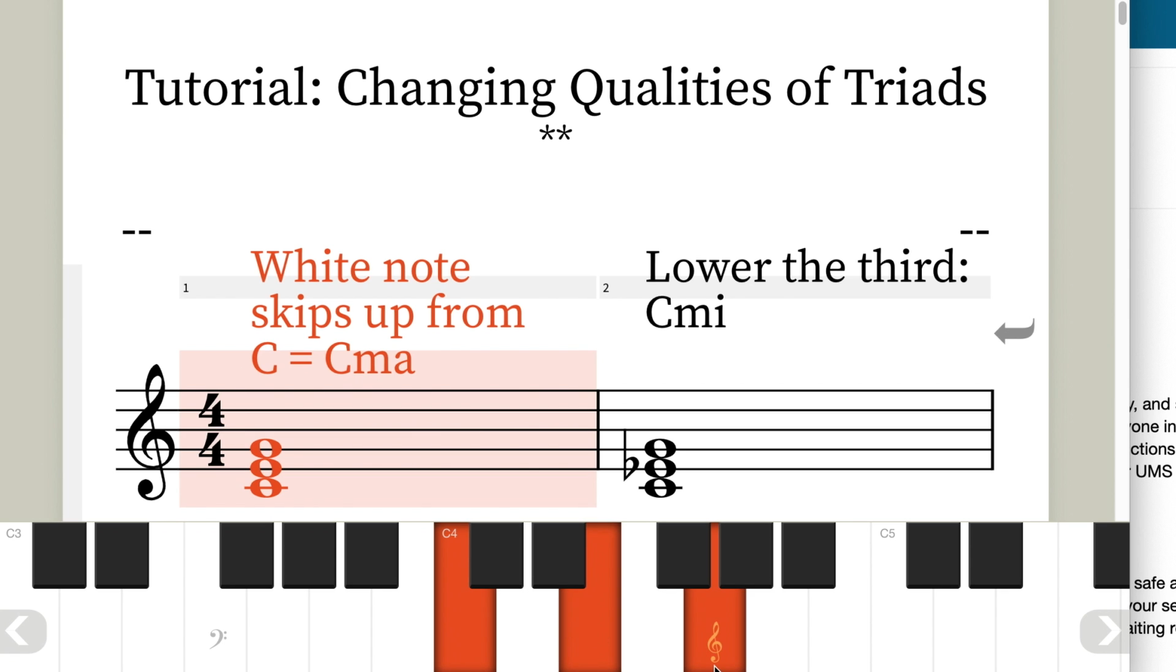To get a minor triad from a major triad, I lower the third. You can still see there's still a third. 1, 2, 3, and 1, 2, 3. There are 2 thirds and a fifth. 1, 2, 3, 4, 5.